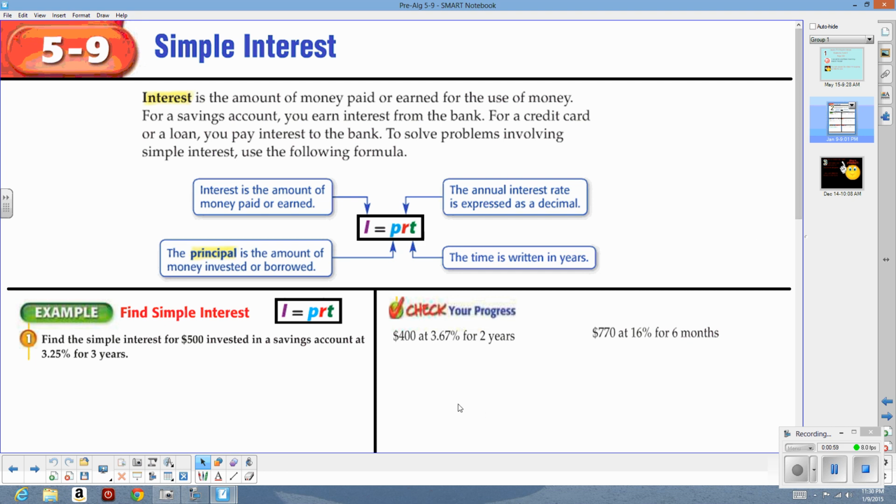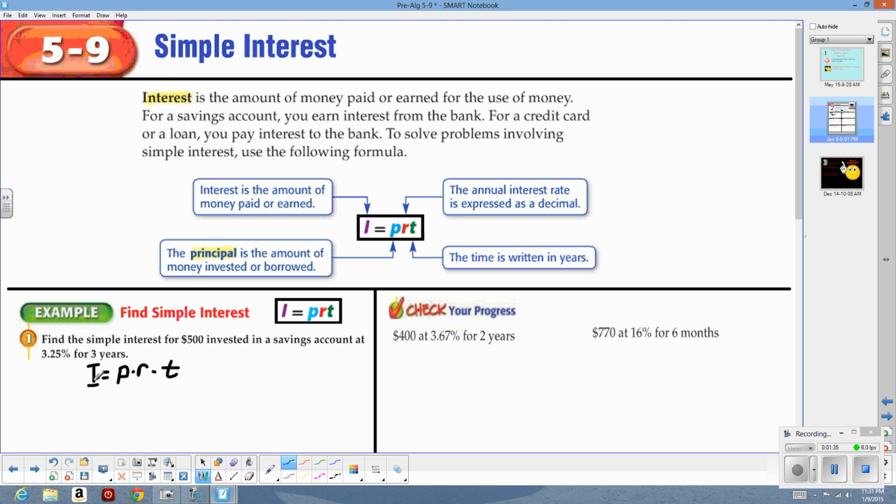In example 1, it says find the simple interest for $500 invested in a savings account at 3.25% for 3 years. The first thing I would suggest you do for every single one of the problems on your homework, actually I'm going to tell you you have to do it, is write down I equals P times R times T. If you write that down, you're going to be more successful at getting the things where they belong.